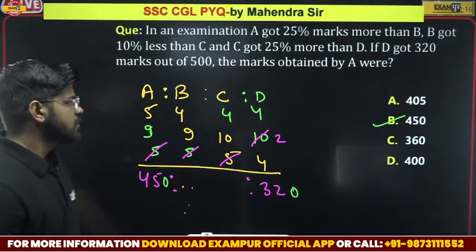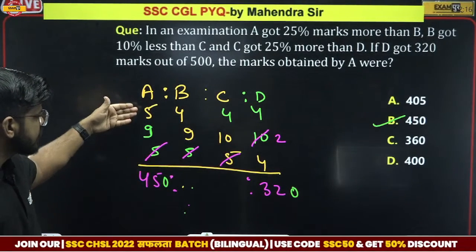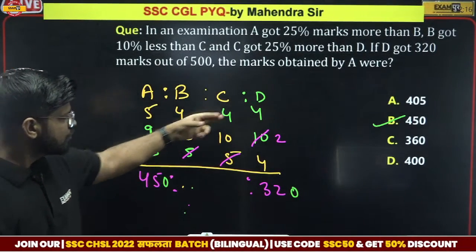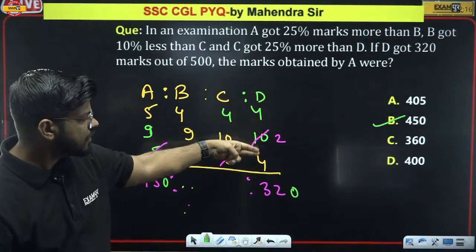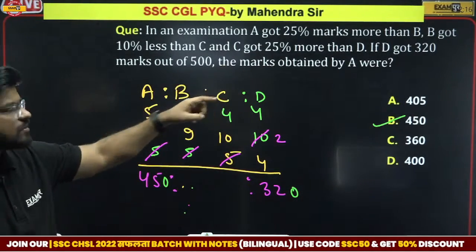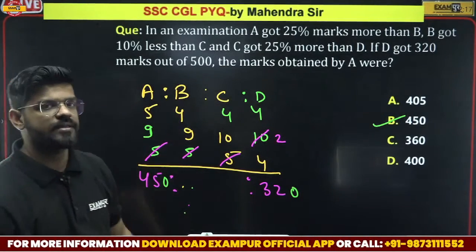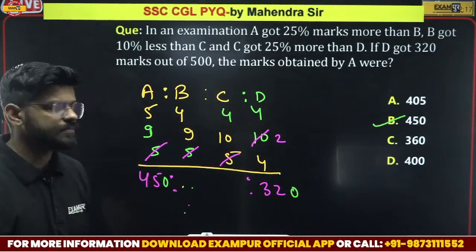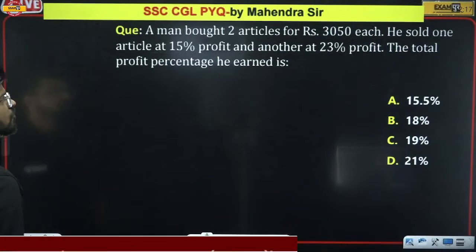Okay. So you have to just multiply these things. 4 5s are 20, 4 2s are 8, 8 4s are 32. If B and C are also asked, just multiply these two to get the B and C. Clear? Move on to another question.